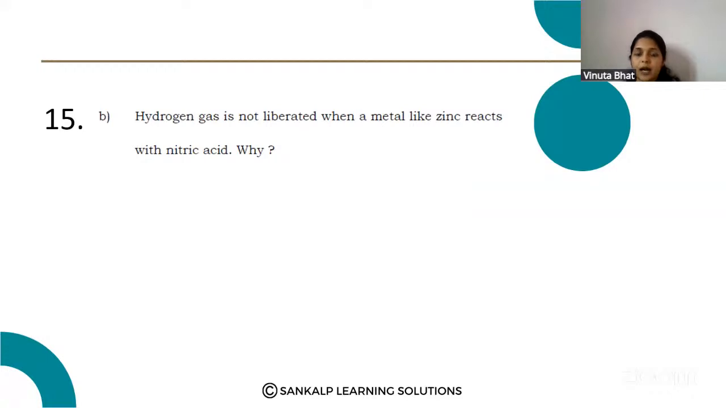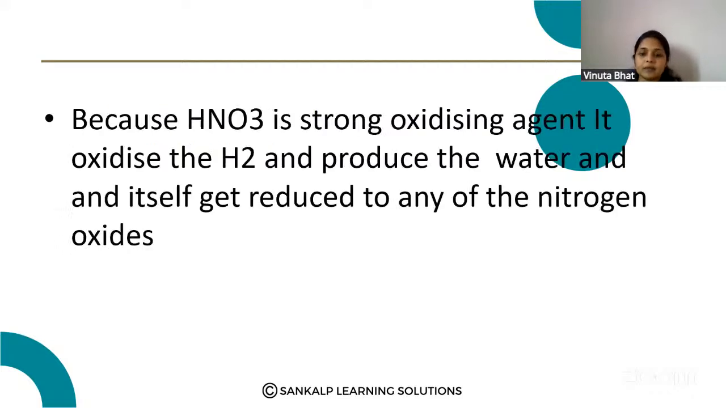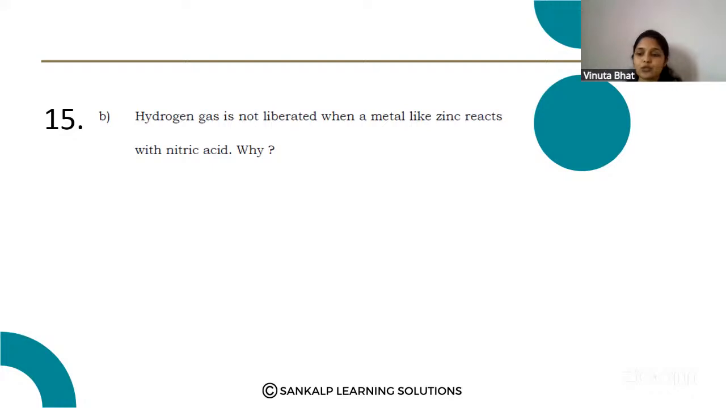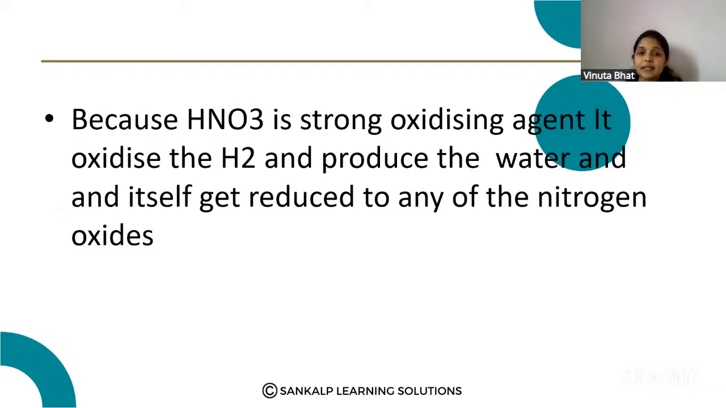Next question. Hydrogen gas is not liberated when a metal like zinc reacts with nitric acid. Why? Please note down this question. Here, it is because nitric acid, that is HNO3, is a strong oxidizing agent. It oxidizes the hydrogen and produces water, and itself gets reduced to any of the nitrogen oxides.